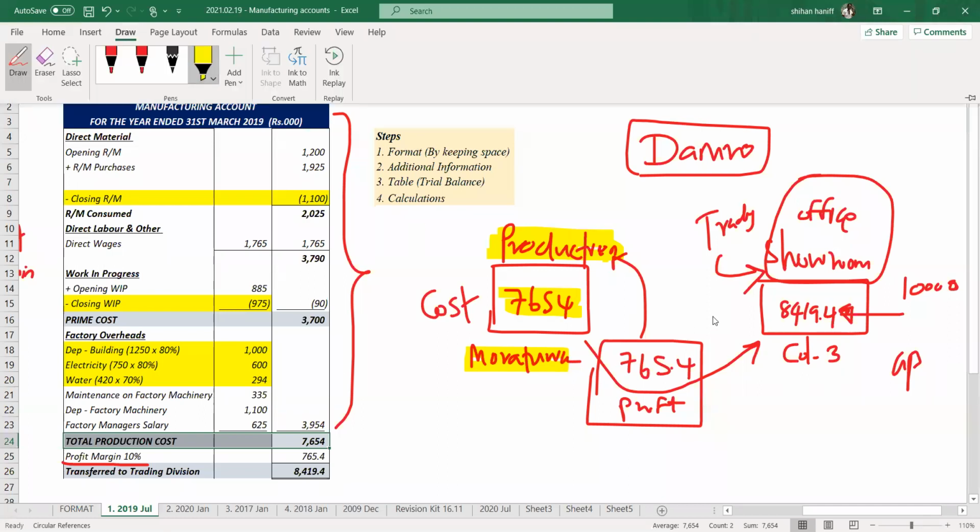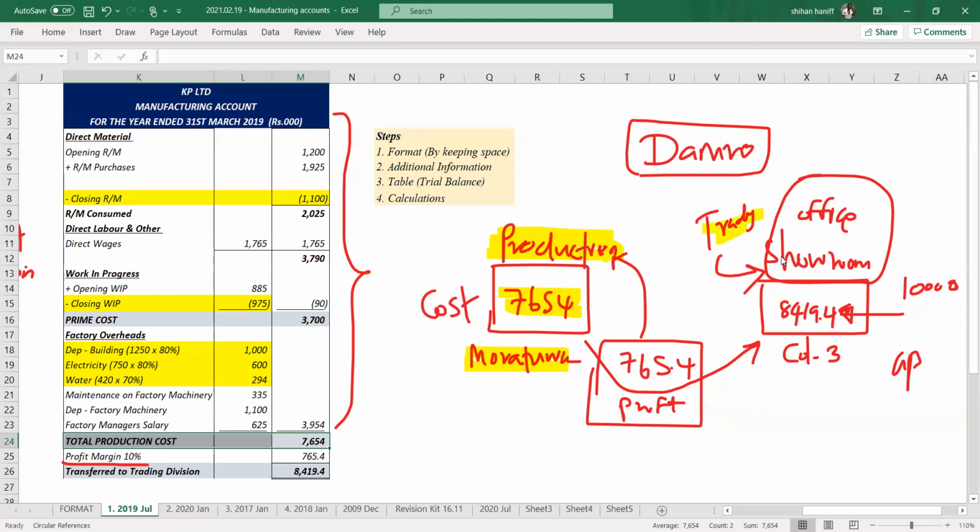And they transfer this to the trading department. Trading department is in Colombo 3, in Marina Mall. Right? So when they transfer, they keep a profit margin of 765.4. So after adding the profit only, they transfer this to the showroom. So this is the amount which will be trading department, means this is income statement. This is income statement. This is manufacturing.